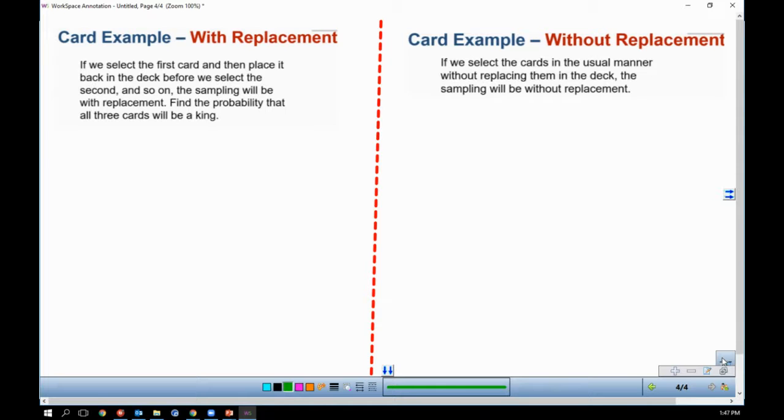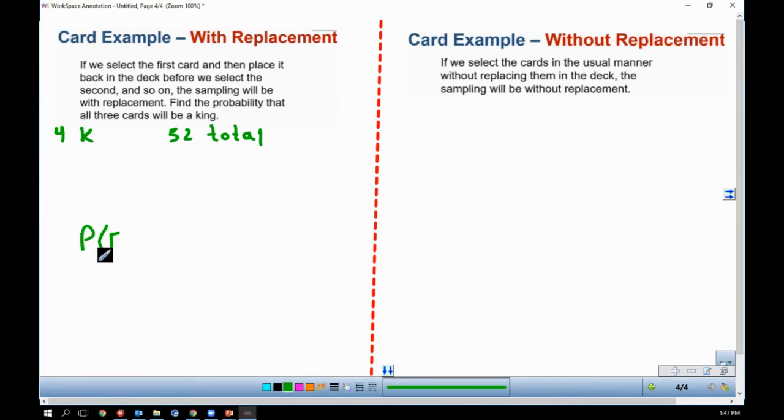So we're going to do with replacement first. We want to find the probability that all three cards will be a king with replacement. How many kings are in a standard deck? 4. I'm just going to make note. There's 4 kings. How many total cards? 52 total. Now, how many are we wanting to draw? 3. So I'm going to do 3 blanks.